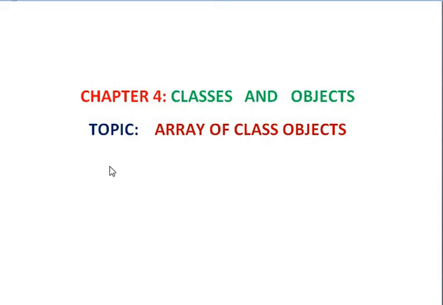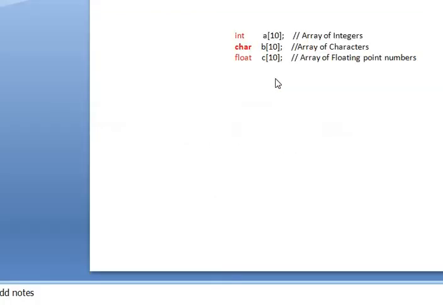Hello students, so today I'm going to start the topic known as array of class objects. Now if you look over here, the first statement declares an array variable A that can hold at most 10 integer values, so its data type is int. The second statement declares an array variable B that can hold at the most 10 characters. That's why its data type is char.